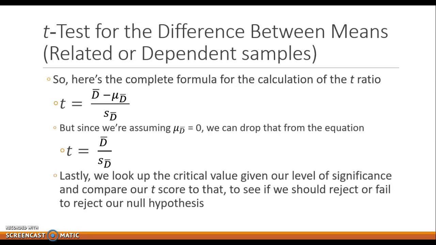Once we've got that done, we look up the critical value, given the level of significance, exact same thing that you did before with the t-test, 0.05, fantastic. Compare our t-score to that to see if we should reject or fail to reject. And remember, just like before, if our t-score is more extreme than that critical value, then we're going to reject the null. If it is not more extreme, if it is not larger than the critical value, then we are going to fail to reject the null.